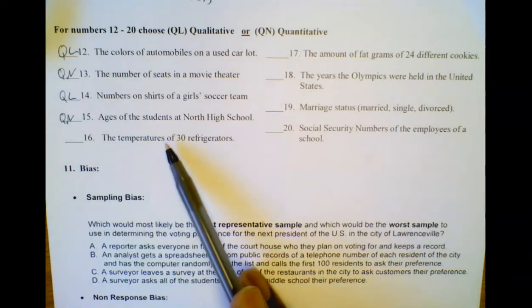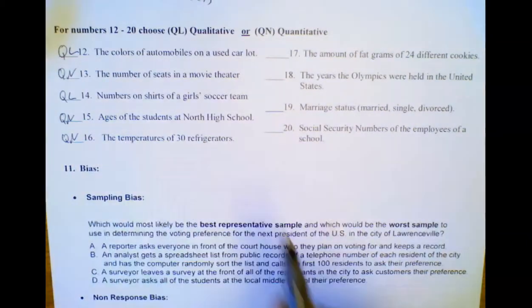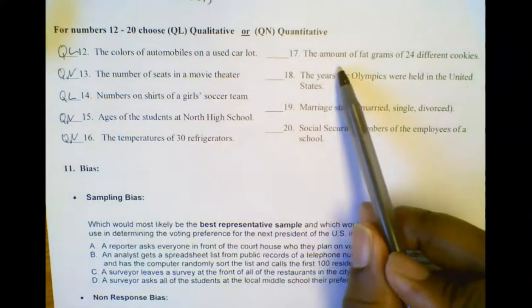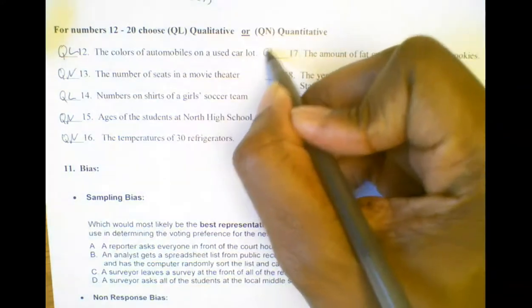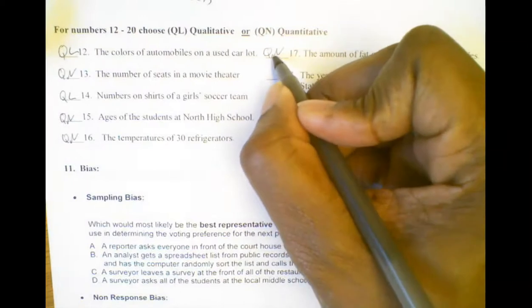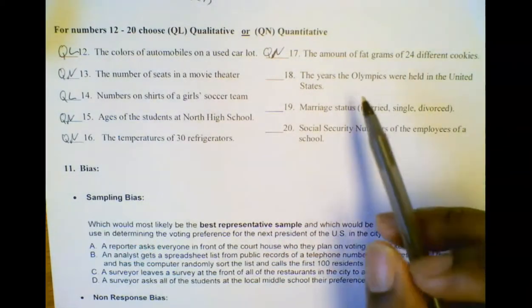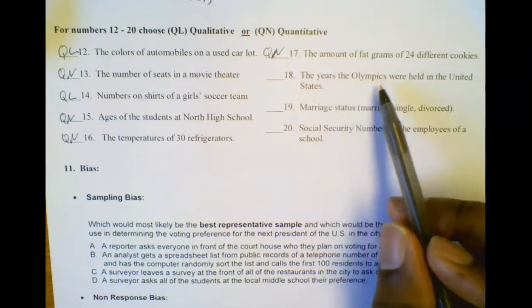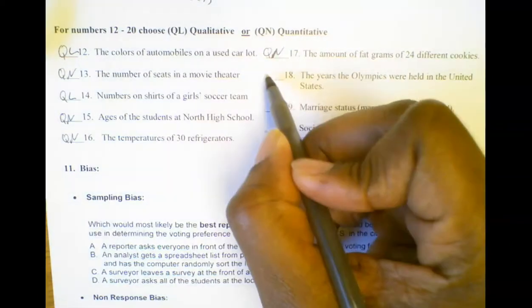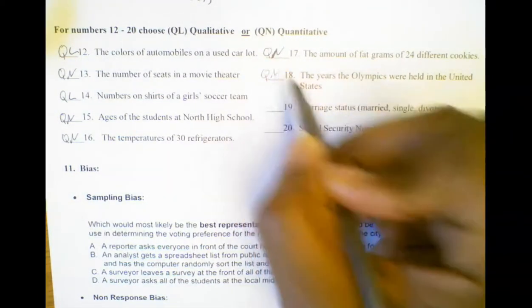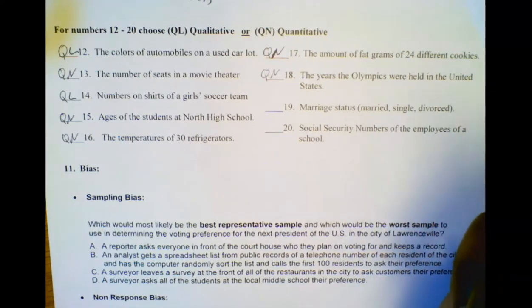The temperature of 30 refrigerators, it's definitely quantitative. The amount of fat grams in 24 different cookies, definitely quantitative. We can measure which cookies are less healthy than others by measuring the fat in them. The years the Olympics were held in the United States, so that's quantitative. We can go to 1905 or 1906, and we can have a chronological order for them.